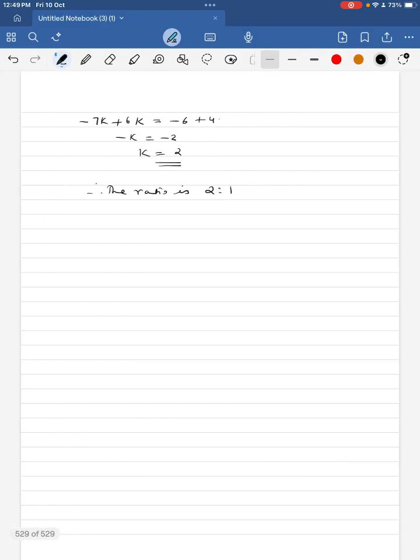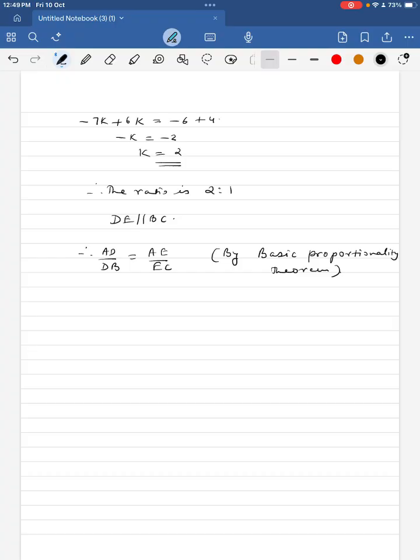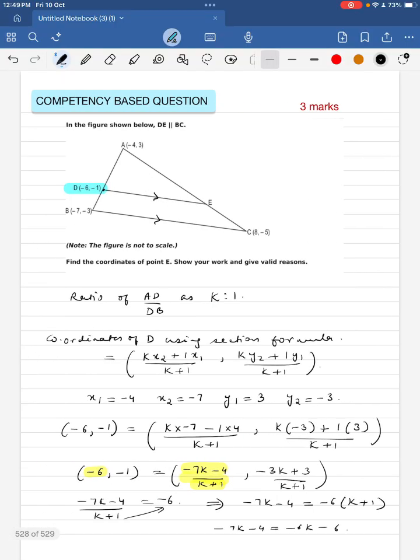Now they've given in the question that DE is parallel to BC. Therefore, AD by DB is equal to AE by EC by Basic Proportionality Theorem. Okay, so this is where the second lesson comes into play. We are using a theorem from the lesson Triangles, Basic Proportionality Theorem. Okay, so basically now the point E divides AC in the ratio 2:1 as well.